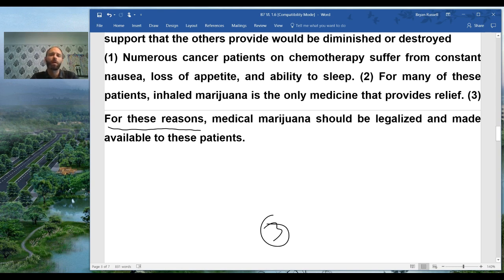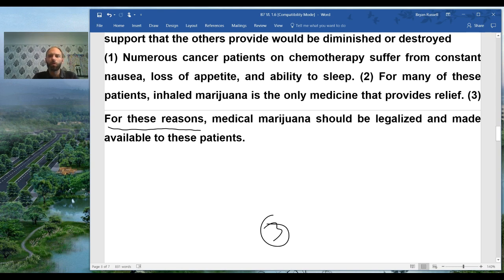Numerous cancer patients on chemotherapy suffer from nausea, loss of appetite, and inability to eat. If we jumped right from there to the conclusion, for these reasons, medical marijuana should be legalized and made available to these patients, number 1 wouldn't really be support for the conclusion because we don't have anything in the argument that tells us that marijuana relieves some of those symptoms, right?